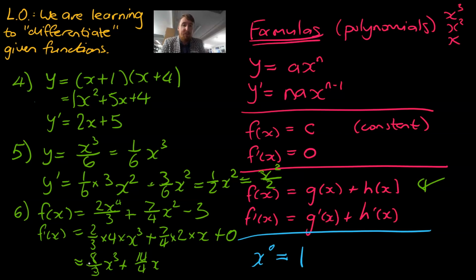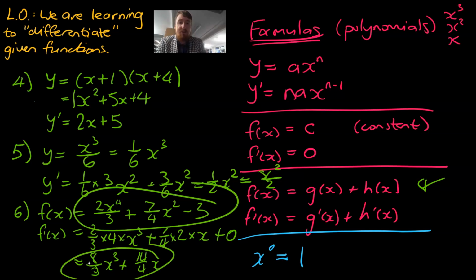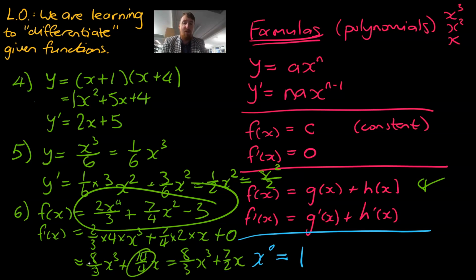So the derivative of our initial function is going to be 8 divided by 3 times x cubed plus 14 over 4 times x. And just realize we can simplify that fraction at the end. So that's going to be 8 over 3 x cubed plus 7 over 2 times x. I just simplified 14 over 4 to 7 over 2.